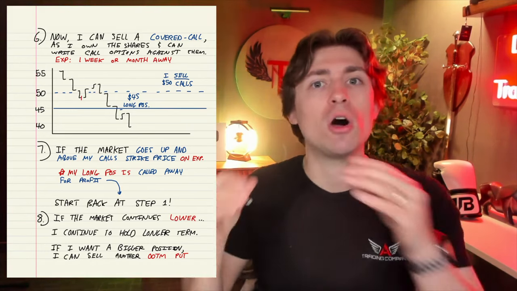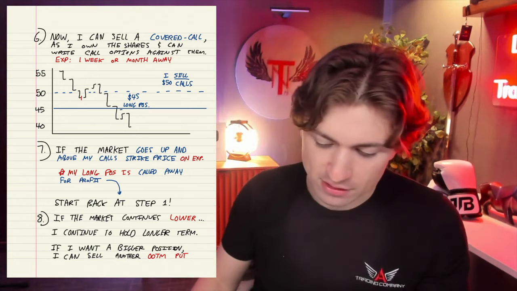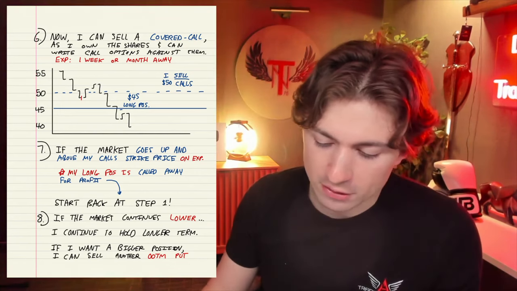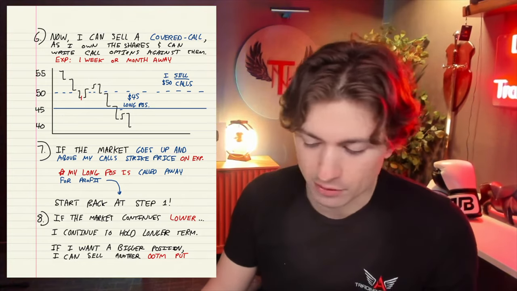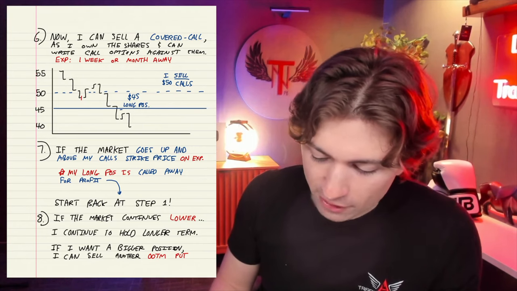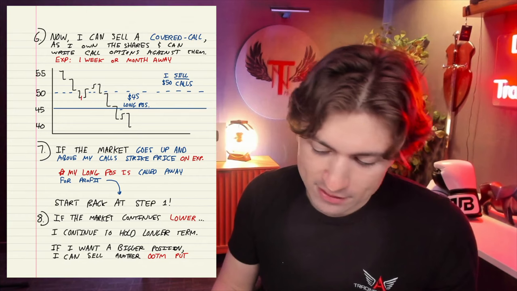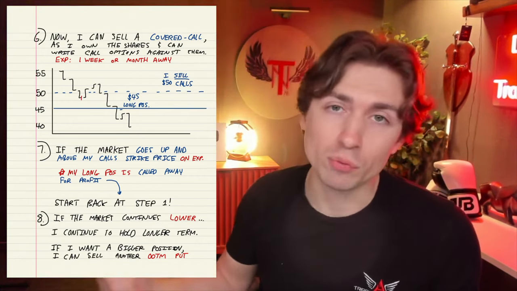So instead, we own the shares. If the market rips, we make money on the shares we own, but we also make money on the call we sold. And I'll show you some more examples in just a second. So now I can sell a covered call as I own the shares and can write call options against my own shares. Let's just say in this example that we're writing a call 1 week away. Remember, we own the shares at $45 per share, right? So we have our position, and let's say we sell $50 strike price calls 1 week away.